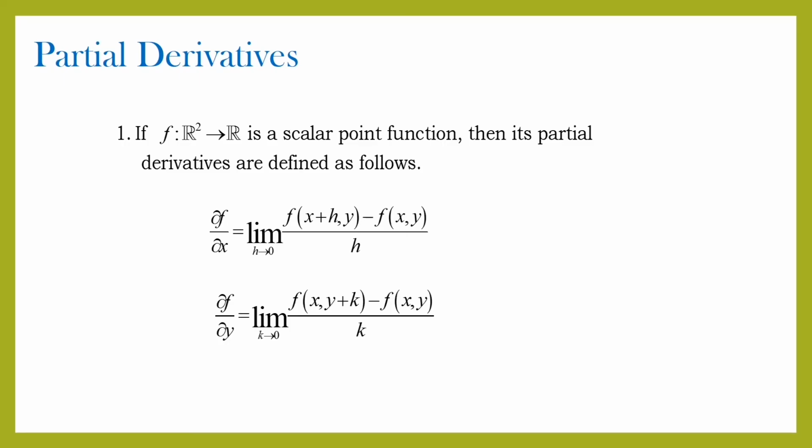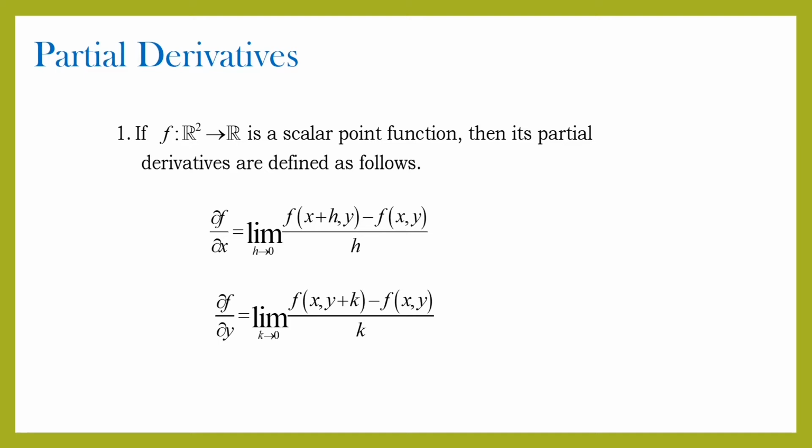Let us recall partial derivatives. Here, first we consider a function f from R2 to R. This function is a function of two variables. This function is also called a scalar field or a scalar point function. Because this function is a function of two variables, there are two partial derivatives.